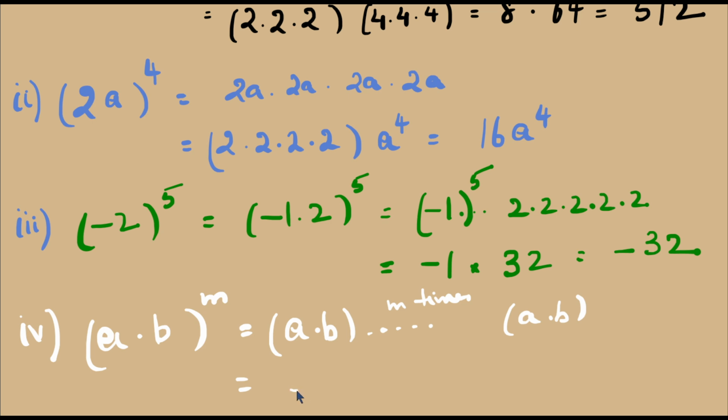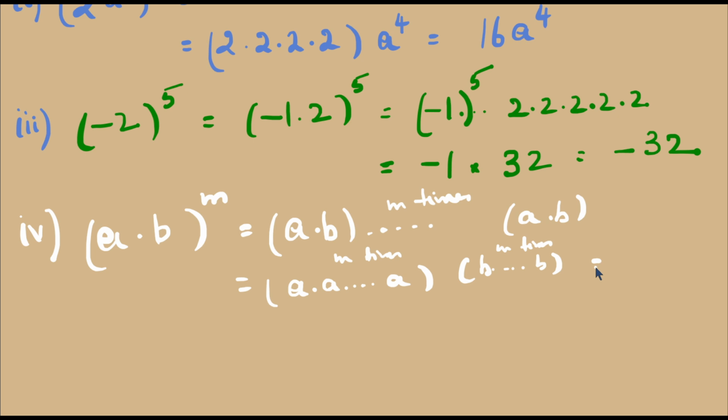Once again, multiplication being commutative, let's group all the a's together. How many a's would you get? You would be getting m a's, isn't it? M times. And b would also be multiplied m times, or this can be written as A raised to the power m multiplied by b raised to the power m, right? And this is our general logic here.